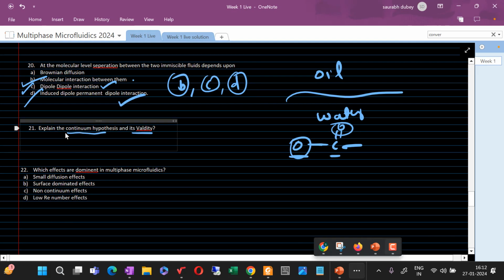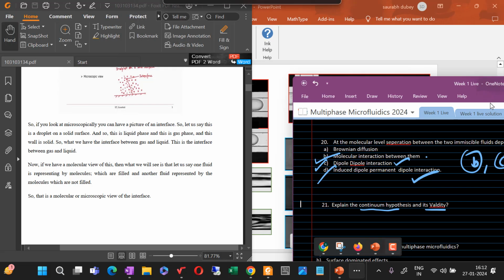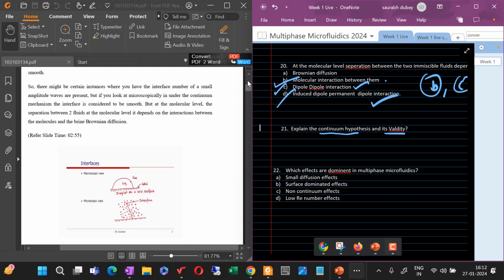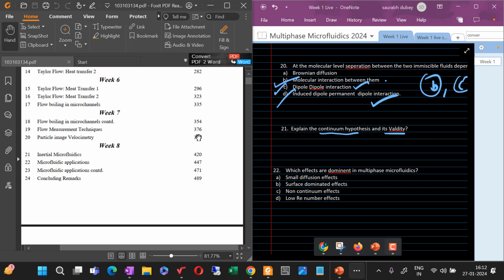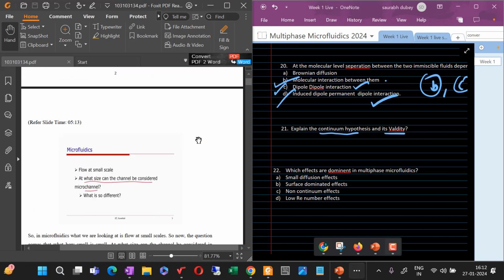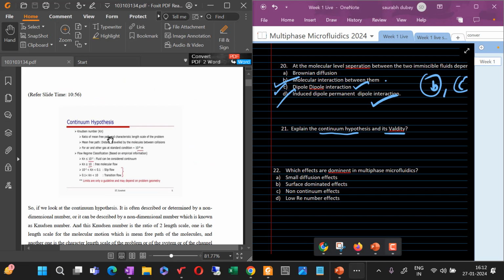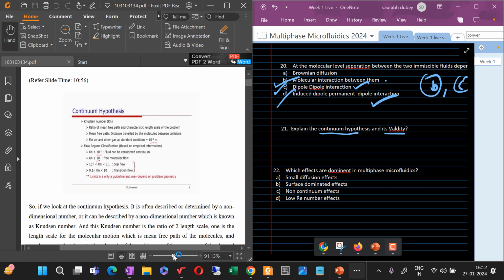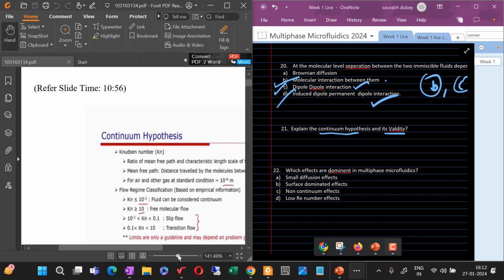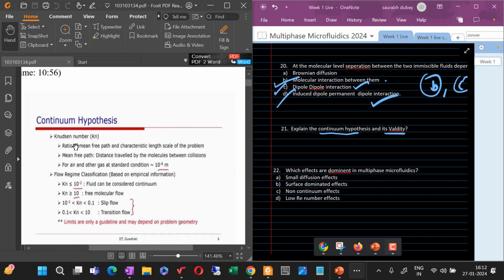Now this one explains the continuum hypothesis and its validity. You know that it is valid for a certain Knudsen number. There is a range of Knudsen number that sir has talked about, and that particular slide was more explanatory. The entire range for the validity has been shown. Knudsen number, first of all, is the ratio of the mean free path.